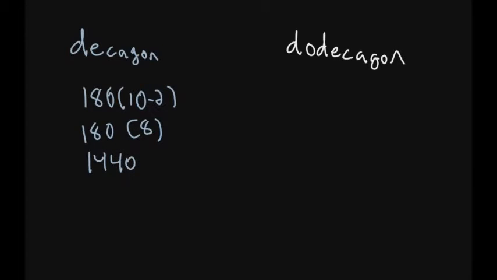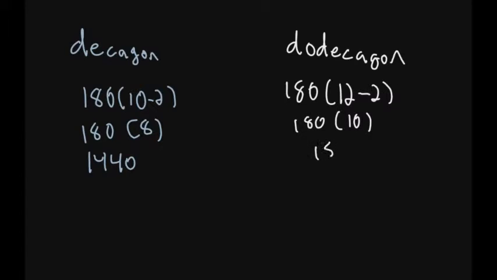Alright, a dodecagon. Put it in the formula, 180 times, a dodecagon has 12 sides, minus 2. So that would be 180 times 10, which is 1800.